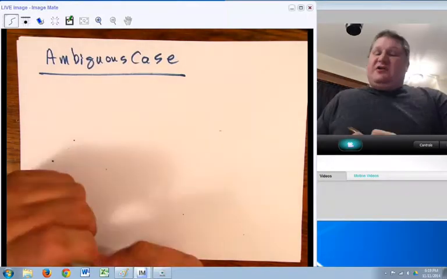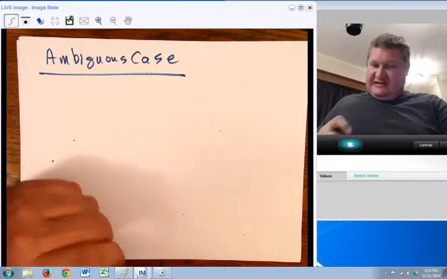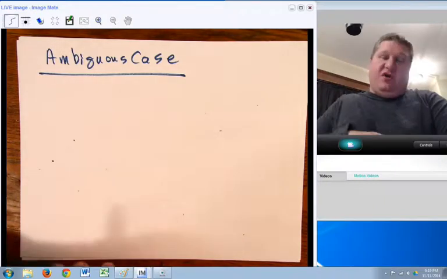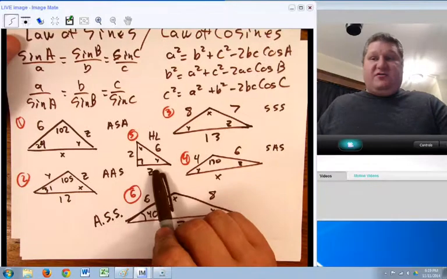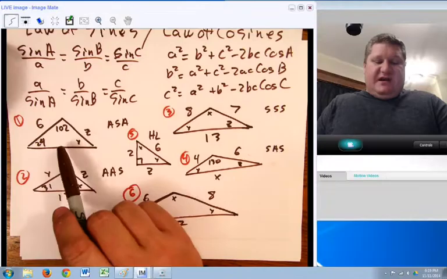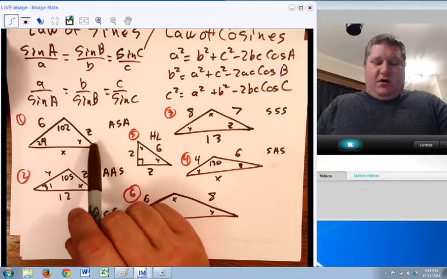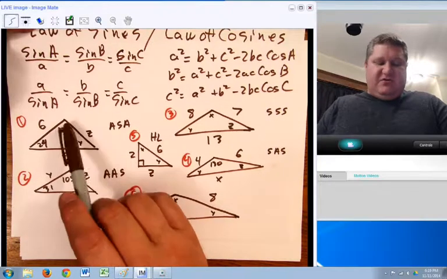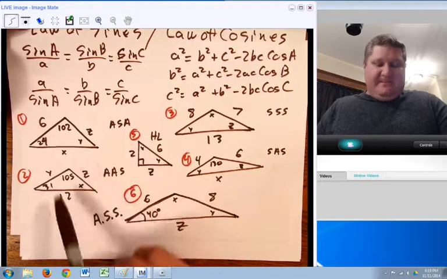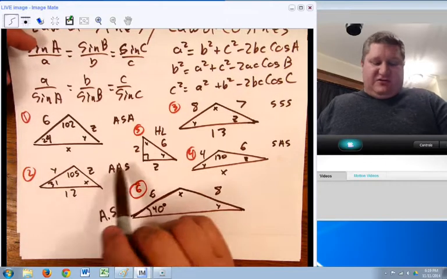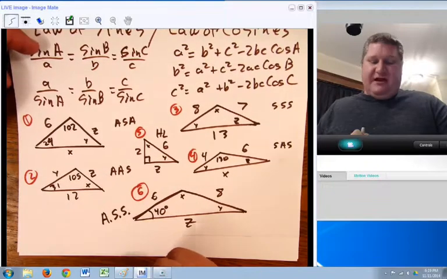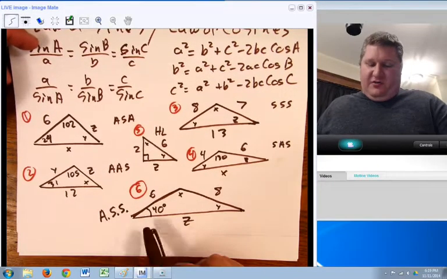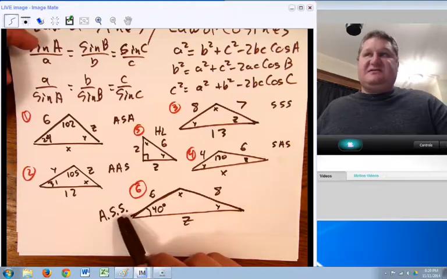Okay, so now we come to the ambiguous case. Anytime using law of cosines, you're not going to have to worry about it. Anytime you have a right triangle, you're not going to have to worry about it. Anytime that you have a law of sines where you have angle side angle, you don't need to worry about it. If you have an angle side angle situation, you don't have to worry about that because there is no ambiguity in the third side.